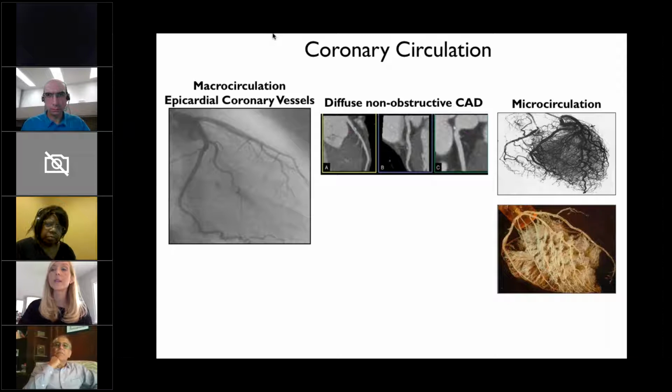Recently, there has been a lot of attention on the association between inflammation and non-obstructive atherosclerosis. Thus, to study the microvasculature and the diffuse non-obstructive disease, we most commonly use cardiac PET.